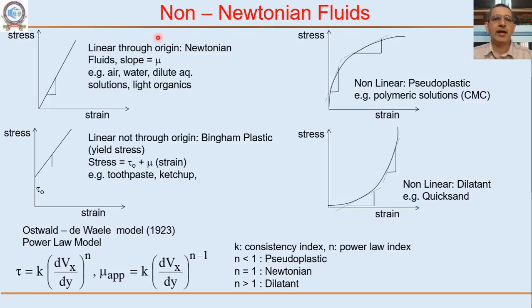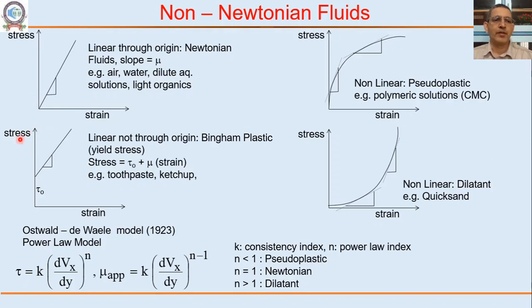So what we saw last time is that the stress versus strain behavior was linear. These are called Newtonian fluids. Whenever strain is 0, stress is 0, and the slope of that stress versus strain line is the viscosity of the fluid. We call that dynamic viscosity if you like. Most of the fluids that you will normally come across, air, water, dilute aqueous solutions, light organics like benzene, toluene, xylene, acetone, methanol, simple solvents, will all be Newtonian.